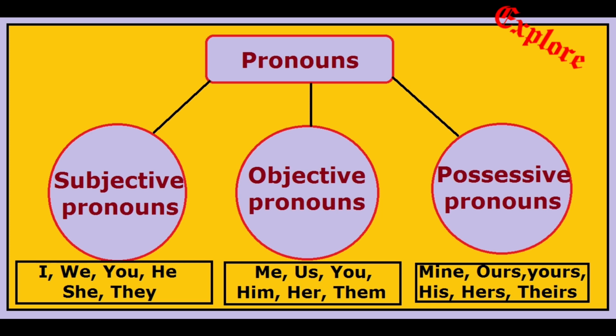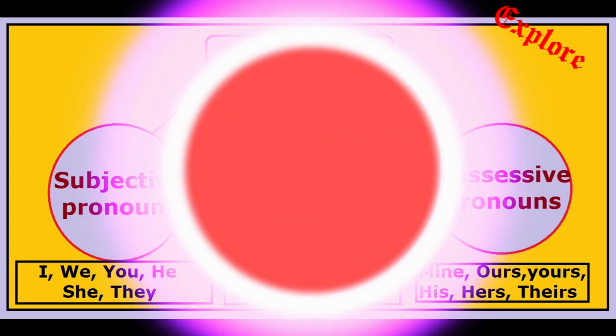Here we have subjective pronouns, objective pronouns, and possessive pronouns. We cannot use I, we, you, he, she, they in objective place and vice versa. And coming to the possessive pronouns, when we talk about who a particular thing belongs to, in that case we use possessive pronouns. This book is mine. This house is ours. The same way we have yours, his, hers, and theirs.